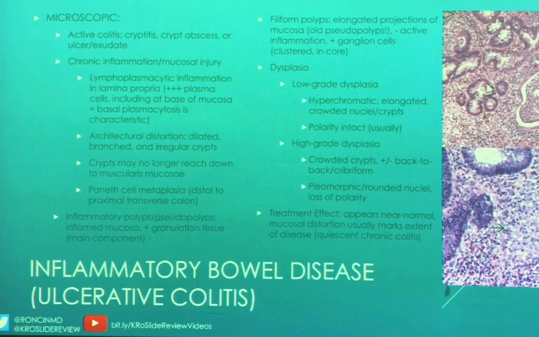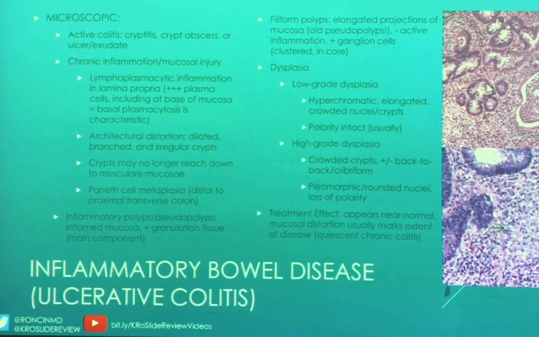Our case looked more like chronic inflammation and repeated mucosal injury. So you get that lymphoplasmacytic inflammation in the lamina propria. So again, it's mostly plasma cells. You're going to have that basal appearance pushing up those crypts. And this is relatively characteristic of ulcerative colitis, that really predominant plasmacytic infiltrate.